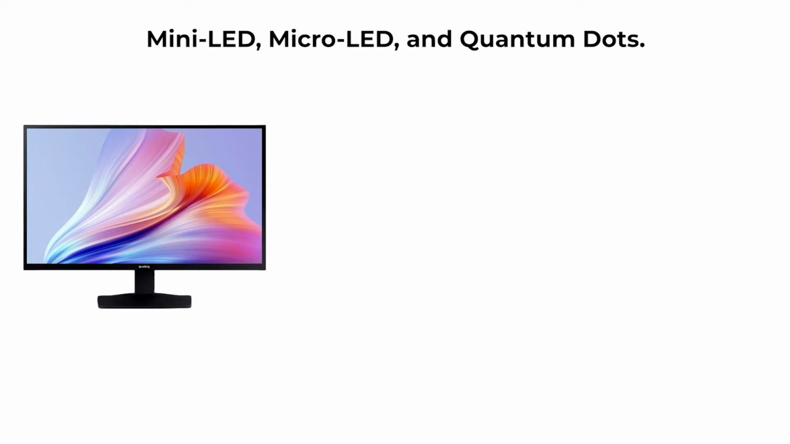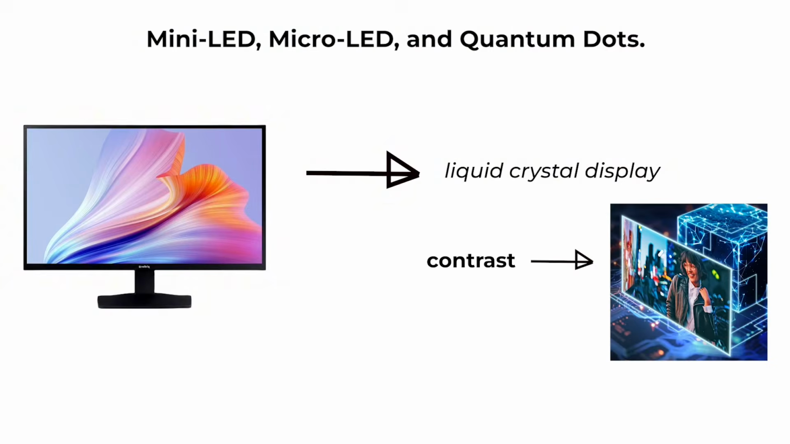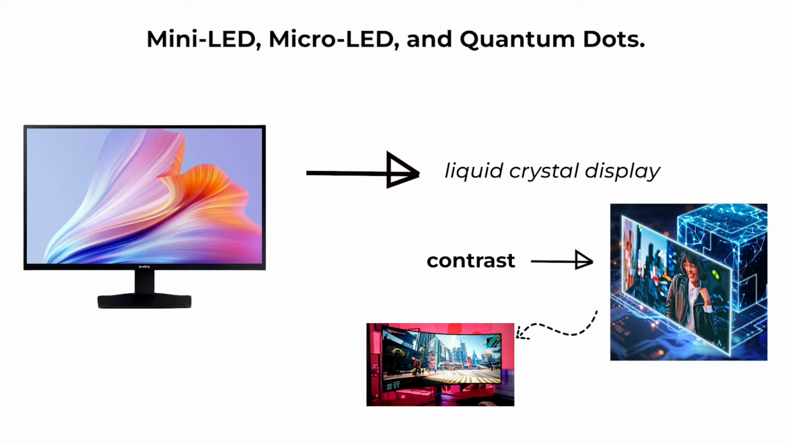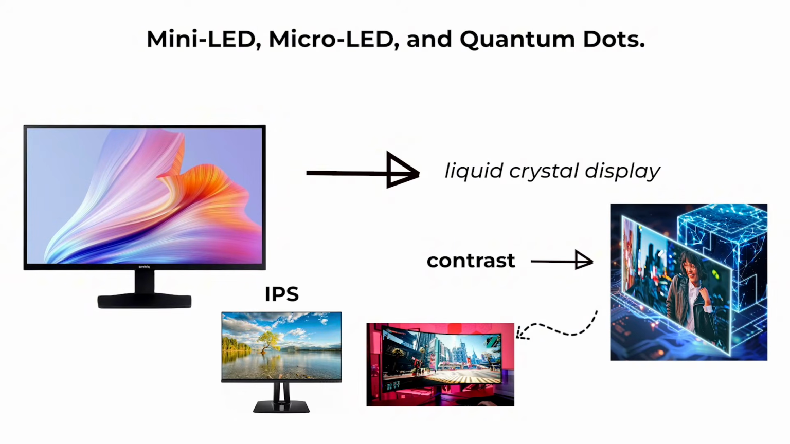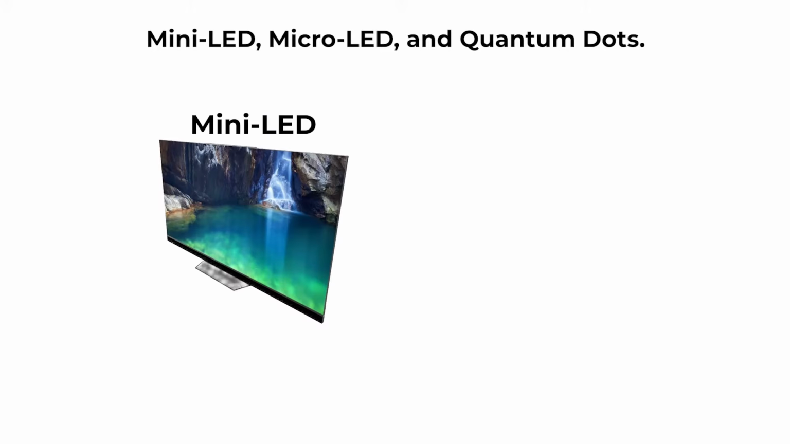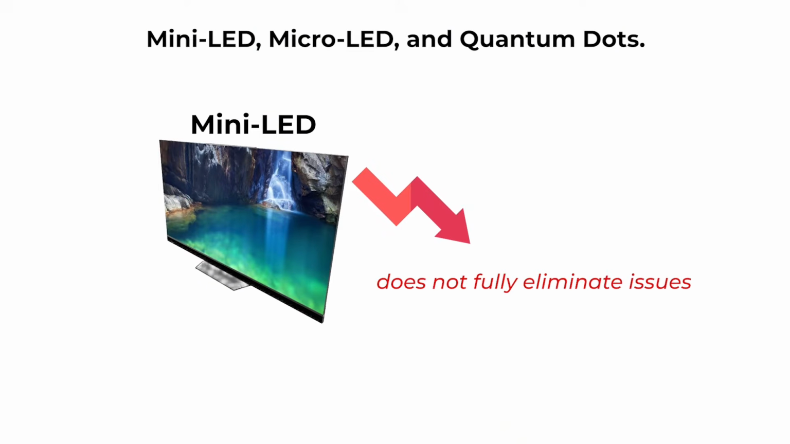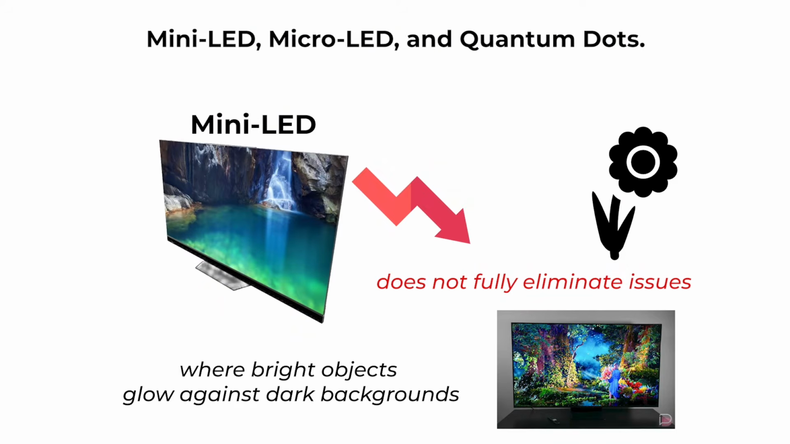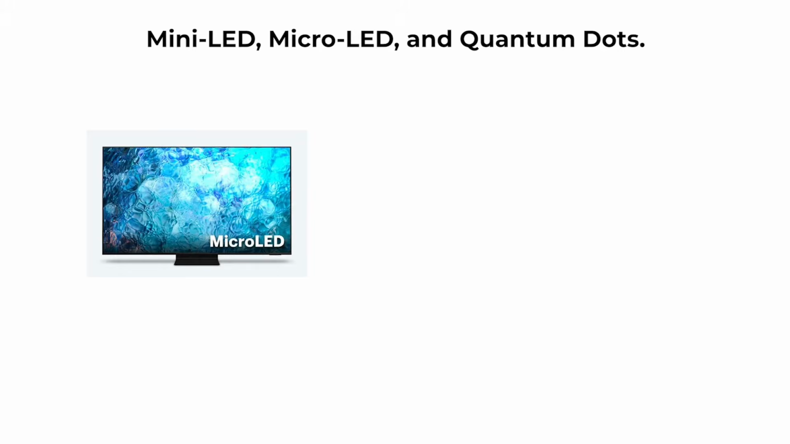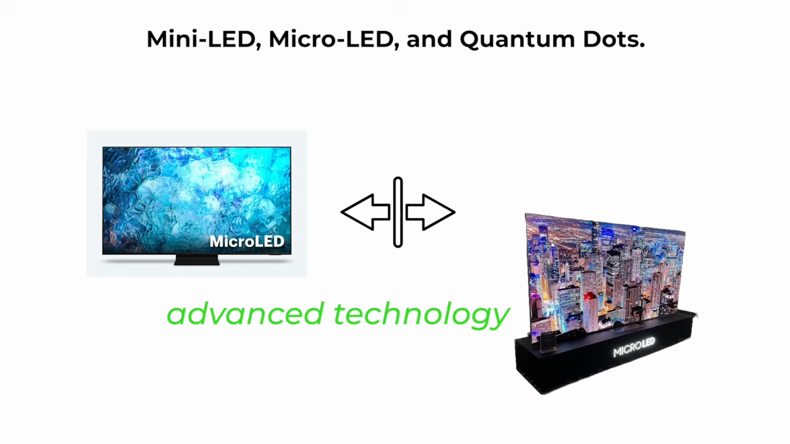However, since it is still a liquid crystal display, contrast and viewing angles depend on the underlying panel type, such as IPS or VA. Mini LED greatly reduces, but does not fully eliminate issues like blooming, where bright objects glow against dark backgrounds. Micro LED is a separate and much more advanced technology.